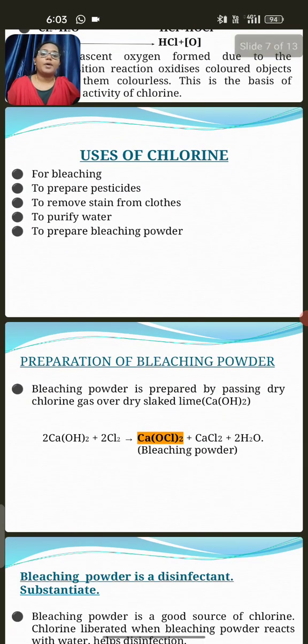Next, we will discuss the uses of chlorine. We have already seen that it is used for bleaching purposes, to remove stains from clothes, to purify water, to prepare bleaching powder, and to prepare pesticides.